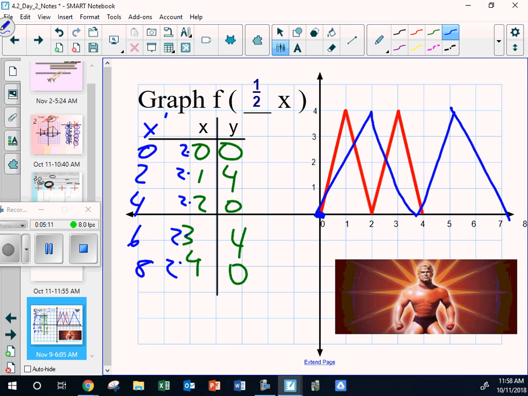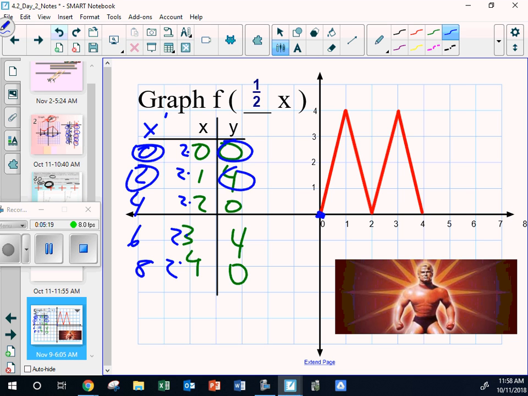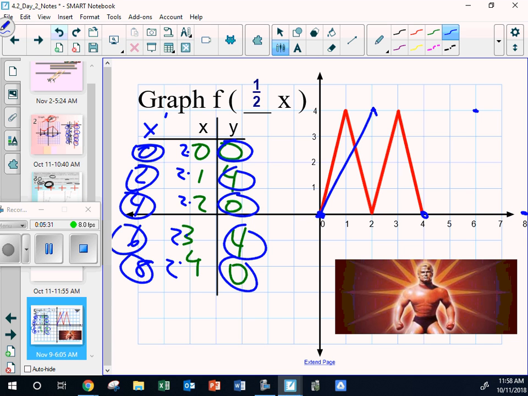But if I actually graph my points, I can get the exact spot. So here it is, 0, 0, already graphed it. 2, 4, it's right there. 4, 0, it's there. 6, 4, it's there. And 8, 0, it's off the graph just slightly. Okay.